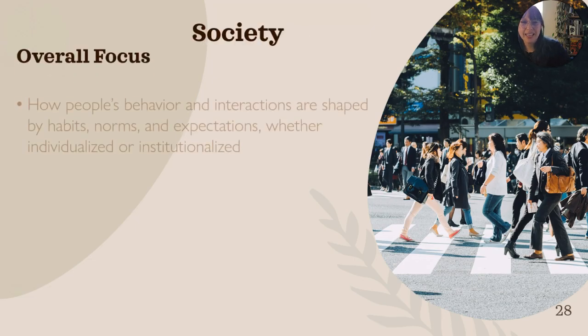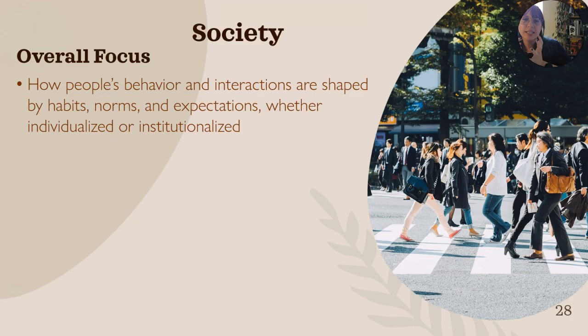Next, we can look at society, and the overall focus is how a person's behavior and interaction is shaped by habits, norms, and expectations. And this could be person to person interactions, or it could be institutionalized interactions. So for example, if it's person to person, it would be me and you. If it's institutionalized, it would be teacher and student, doctor and patient, parent and child, things like that. Those roles that we're given, and how those roles shape our habits, norms, and expectations for interaction.